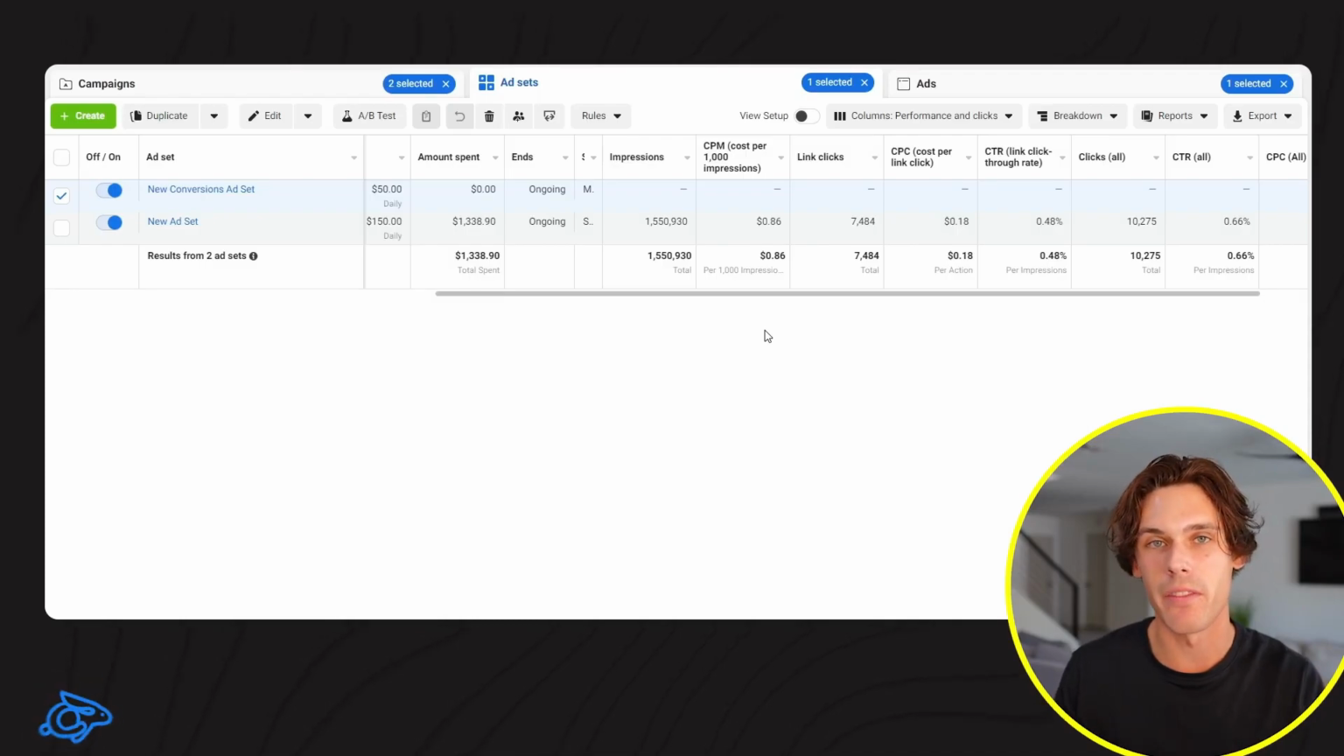Now I get people asking me all the time, how important are CPMs? How low should I get them? How important is cost per link click? And the answer is that it really depends. If you're selling a product that's $500, you're probably going to get a higher CPM, you're probably going to get a higher cost per link click, and you're probably going to get a lower conversion rate. This is just due to the nature of the price of the product.